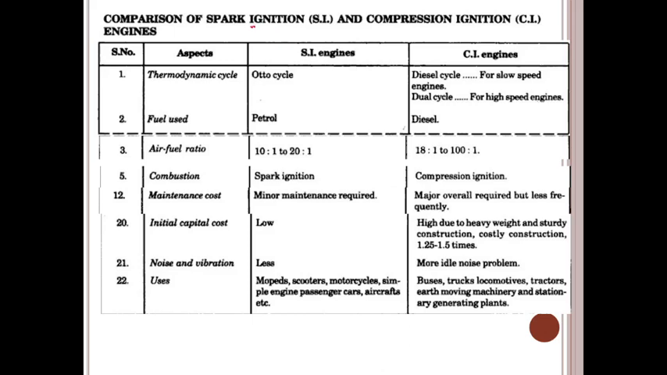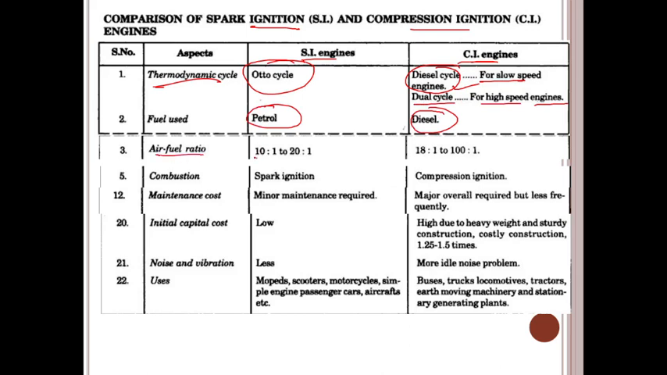So now a comparison of SI engines and CI engines. SI means spark ignition, CI means compression ignition. For the thermodynamic cycle, SI uses the Otto cycle. In a CI engine, the diesel cycle is used for slow speed engines. The fuel is petrol in SI, and diesel in CI. The dual cycle is also used for high speed engines.